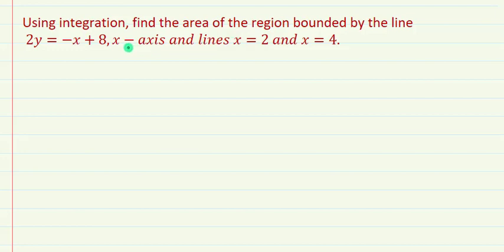Here we need to find the area between one line that is given to us, 2y = -x + 8. Second, the x-axis. Third, the line x = 2, and fourth, the line x = 4. This is the same problem as I discussed in the previous video to give you the concepts. Instead of a general function, I have selected 2y = -x + 8, which is nothing but simply a line.